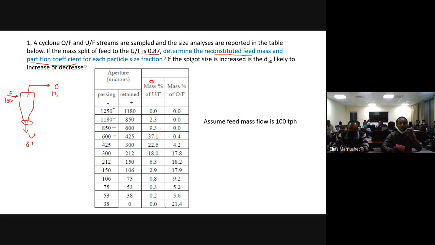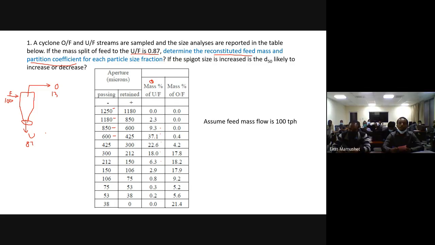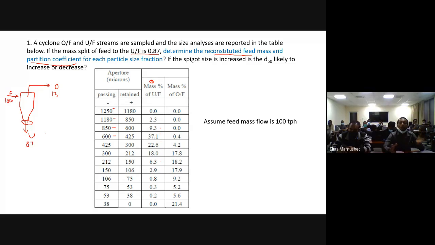In the case of such kind of exercises, the underflow speeds are given, but if the underflow speeds are not given, how can we calculate or find them? If the underflow and overflow information is not given, how can you calculate this?